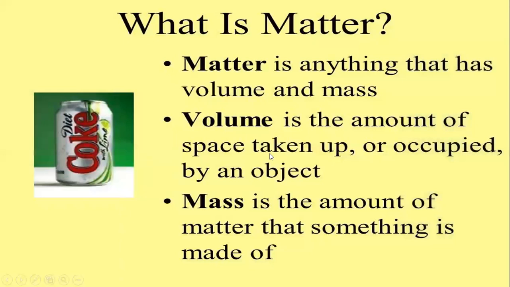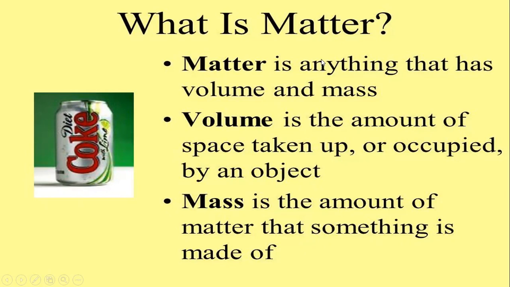First, what is matter? Matter is anything that has volume and mass. Volume is the amount of space taken up or occupied by an object. Mass is the amount of matter that something is made up of.